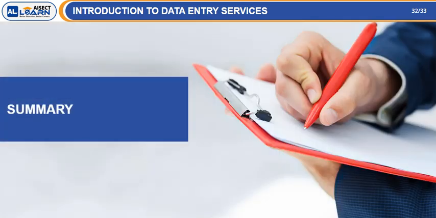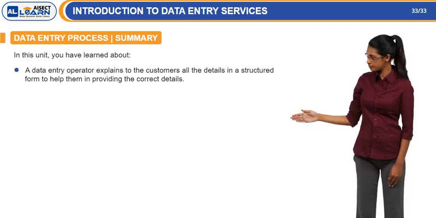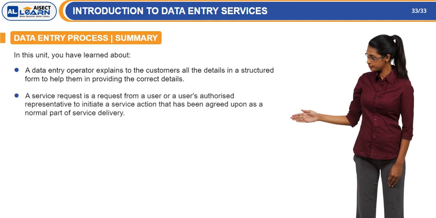Summary. In this unit, you have learned that a data entry operator explains to the customers all the details in a structured form to help them in providing the correct details. A service request is a request from a user or a user's authorized representative to initiate a service action that has been agreed upon as a normal part of service delivery.